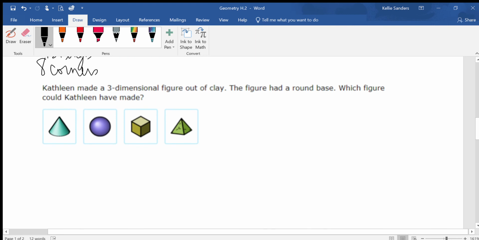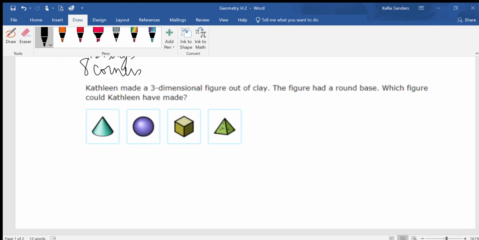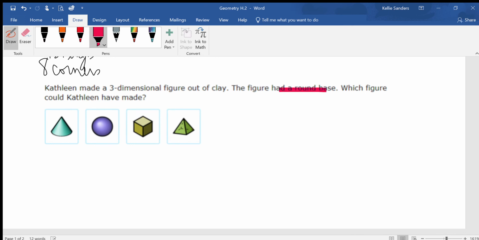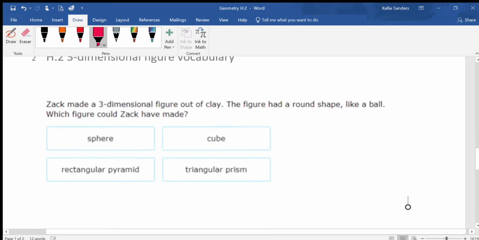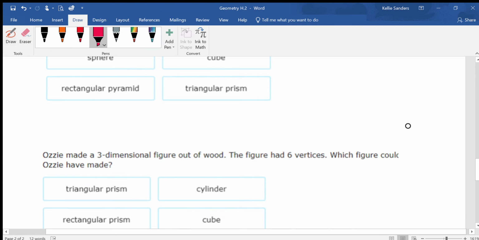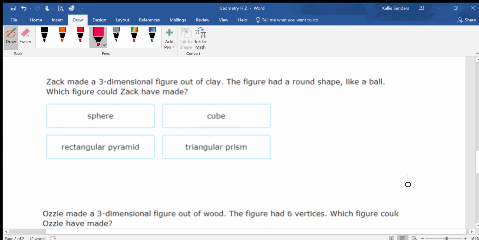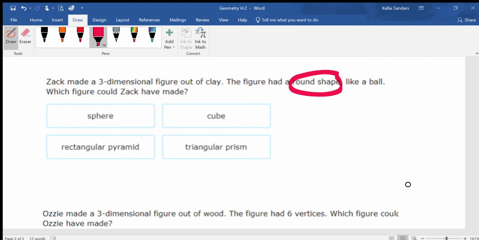Kathleen made a three-dimensional figure out of clay. The figure has a round base. Which figure? This is the only one that has a round base. This is a sphere, but a sphere doesn't have a base at all, and these are not round at all. Zach made a three-dimensional figure out of clay. The figure had a round shape like a ball. If it's a ball, it's a sphere.